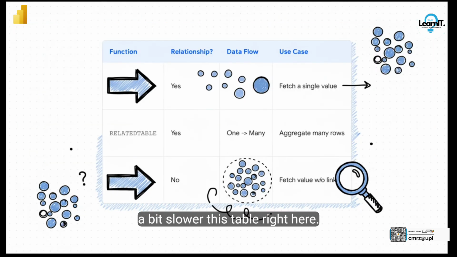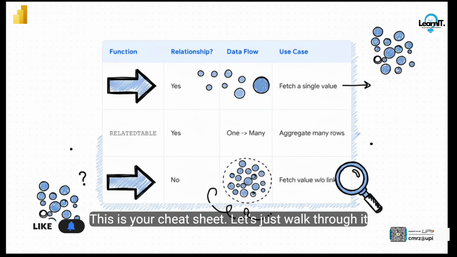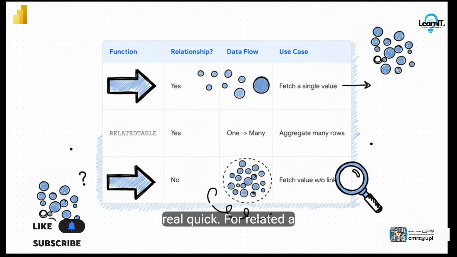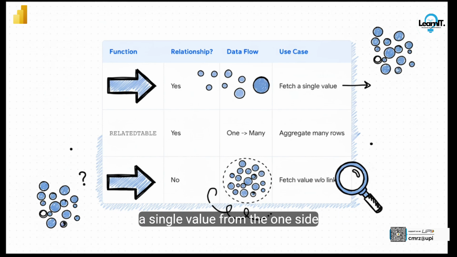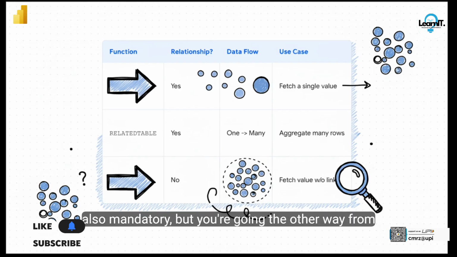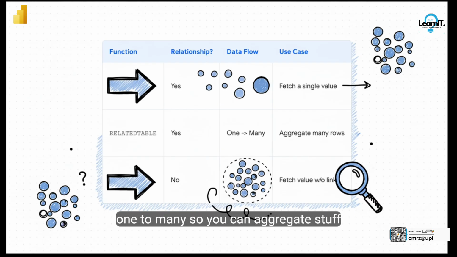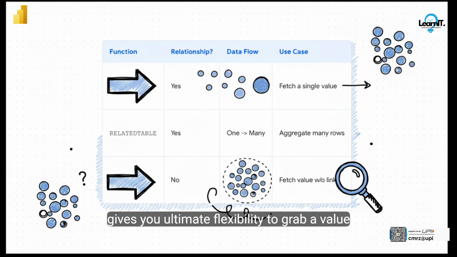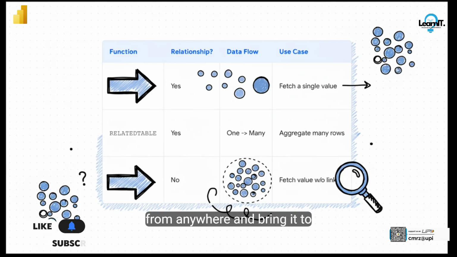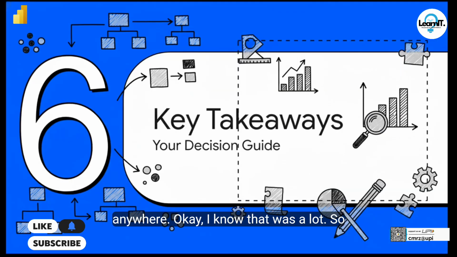This table right here, this is your cheat sheet. Let's just walk through it real quick. For RELATED, a relationship is mandatory, and you're pulling a single value from the one side. For RELATEDTABLE, a relationship is also mandatory, but you're going the other way, from one to many so you can aggregate stuff. And then you have LOOKUPVALUE, the free agent. A relationship is totally optional, and it gives you ultimate flexibility to grab a value from anywhere and bring it to anywhere. Okay, I know that was a lot.